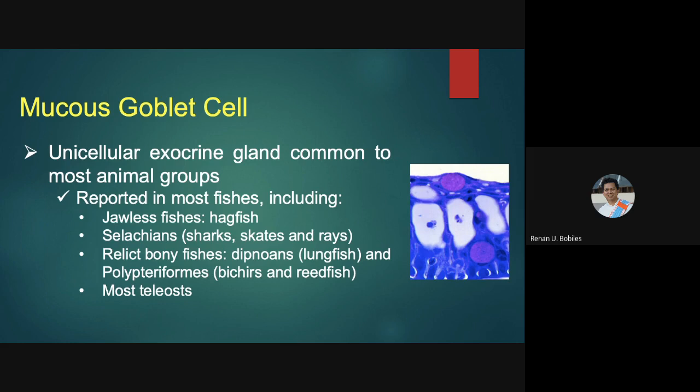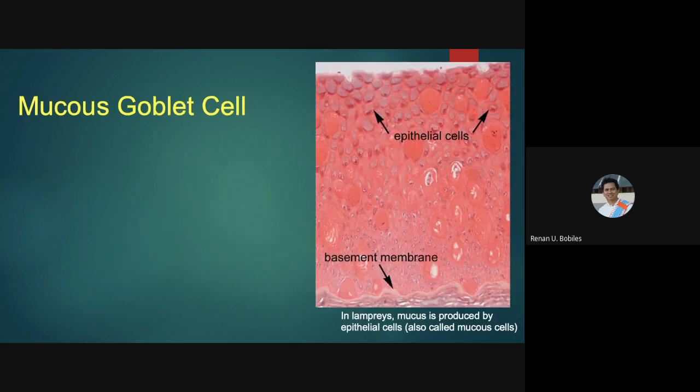The mucus secreted by a goblet cell, it's an exocrine gland, unicellular. Okay? Exocrine. It is emptied in a hollow cavity in the surface sa case ng mucous goblet cell. Take note, unicellular. It's not an organ. Okay? It's not an organ. Okay.